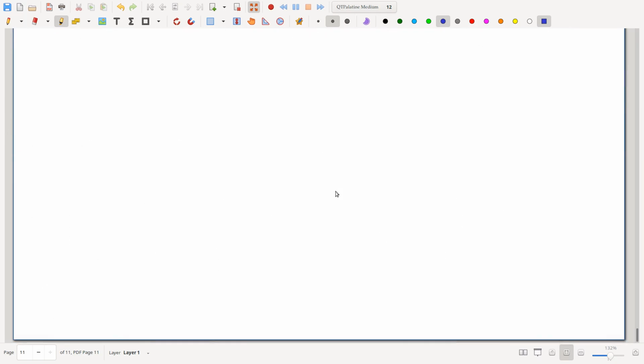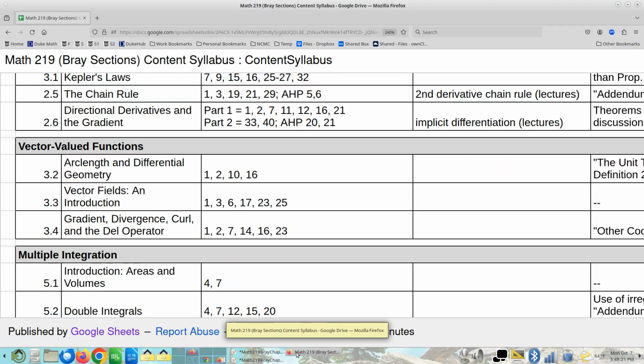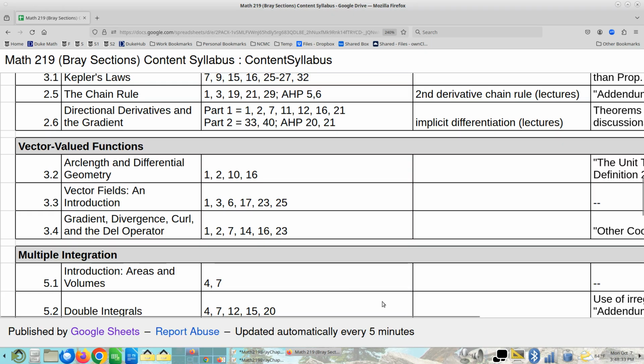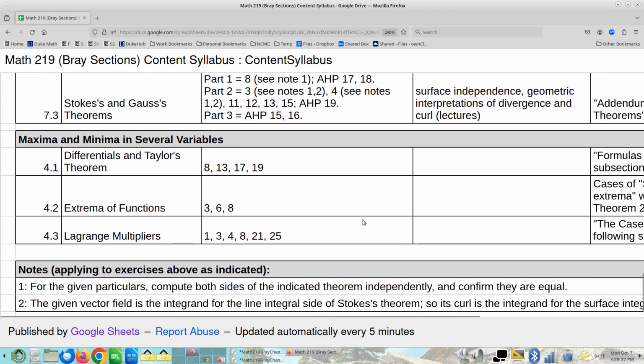Okay. All right. So cool. We are done with chapter 3, and we move on to chapter 5. Hey, wait, what happened to chapter 4? Let me go back to the content syllabus. Remember, we finished chapter 2, then we went into chapter 3, and now, as indicated here, we're going into chapter 5. So we are not skipping chapter 4 entirely. We're just doing it at the end of the course. Here it is. Chapter 4 is coming.